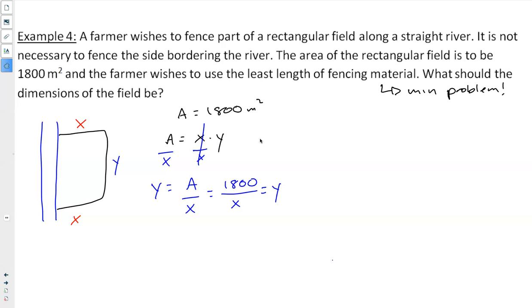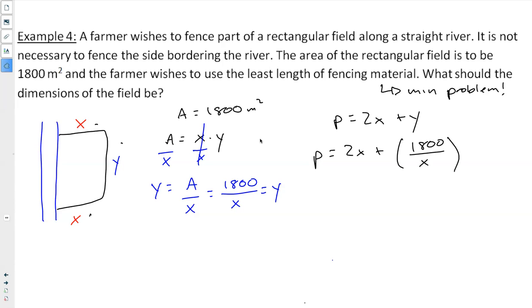And we're looking to find the minimum value for the perimeter. So the formula for perimeter here, perimeter is equal to 2x plus y, right? This side plus this side plus that side. We do not need to fence the length along the river. So perimeter is equal to 2x plus y. Now we have just solved for our y is 1800 divided by x. So let's substitute that into this formula. So perimeter is equal to 2x plus 1800 divided by x.